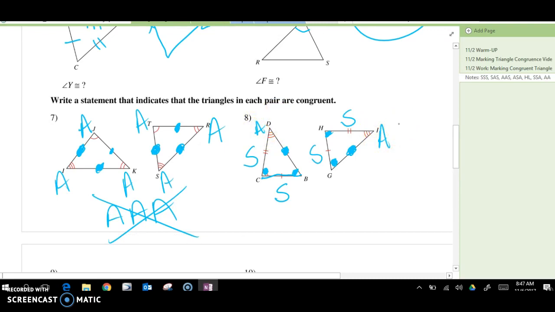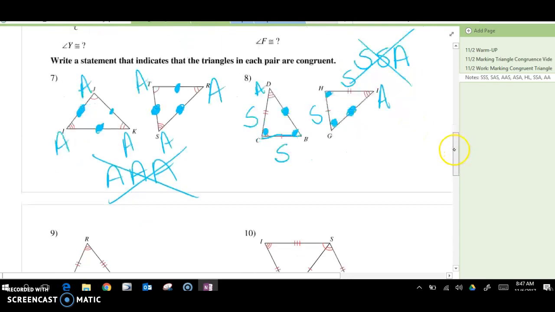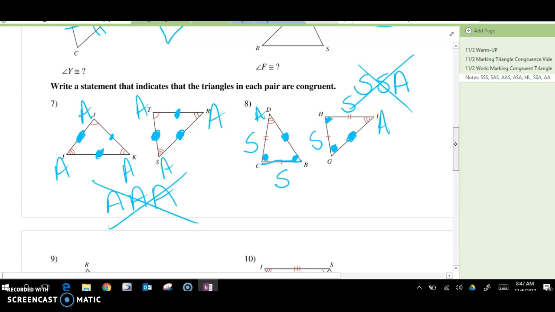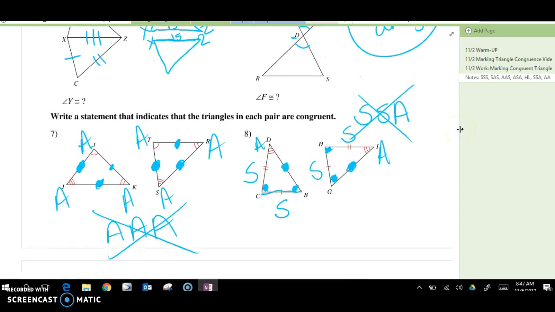Okay. Well, for this one, guys, we have SSA or ASS, and we cannot have a side-side angle be a congruent postulate. So, if you have side-side angle or angle side-side, that is not a congruent postulate. Yes, ma'am. Okay? What does that mean, miss? And I think that's all we needed to go over.